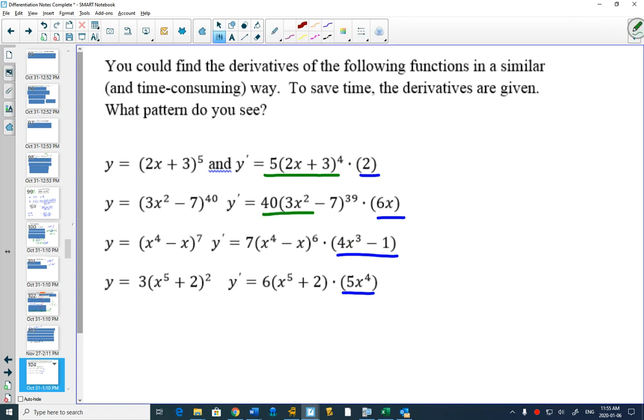The regular, would you agree that underlined in green we could describe as our regular power rule? Just bring the number in front, subtract 1 from the exponent. That's our regular power rule. How do we explain the extra?